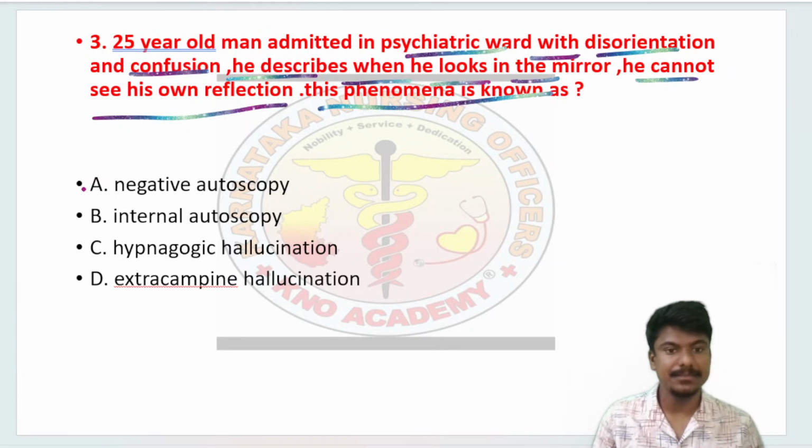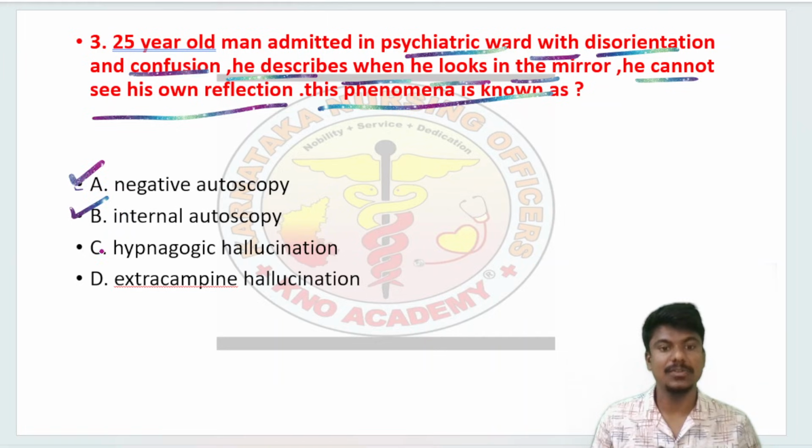Option A is negative autoscopy. Option B is internal autoscopy. Option C is hypnagogic hallucination. Option D is extracampine hallucination.